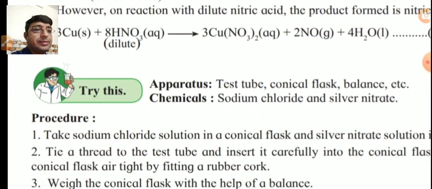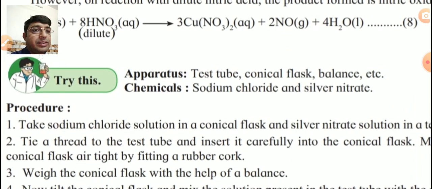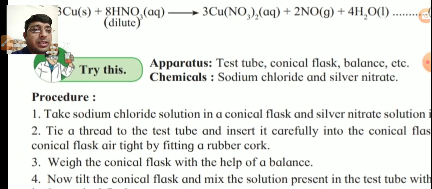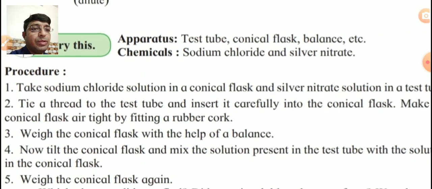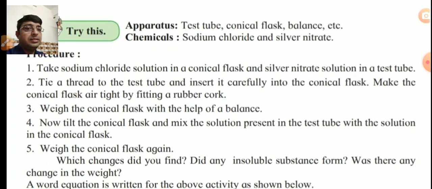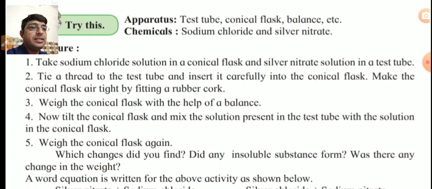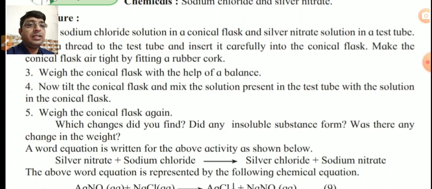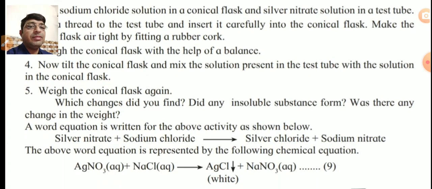Now try this. One activity is given for us. Some apparatus, chemicals and a procedure are given. Take sodium chloride solution in a conical flask and silver nitrate solution in a test tube. Tie a thread to the test tube and insert it carefully into the conical flask. Make the conical flask airtight by fitting a rubber cork. Weigh the conical flask with the help of a balance. Now tilt the conical flask and mix the solution present in the test tube with the solution in the conical flask. Weigh the conical flask again.